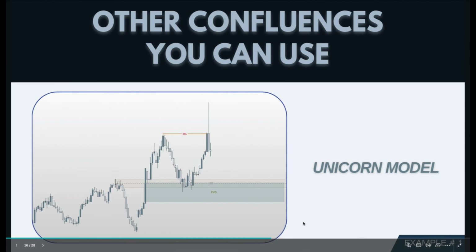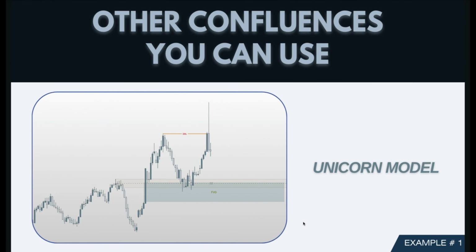Now, here are some other confluences that you can use as part of your daily or weekly bias, right? So the first one is a unicorn model. Now, if you're not familiar with a unicorn model, all that is a breaker block and fair value gap overlapping. And as you can see here, there was a breaker block right here with a fair value gap near it. They were overlapping, price retraced into it, and then pushed back up into external range liquidity. Pretty simple, y'all, nothing crazy.